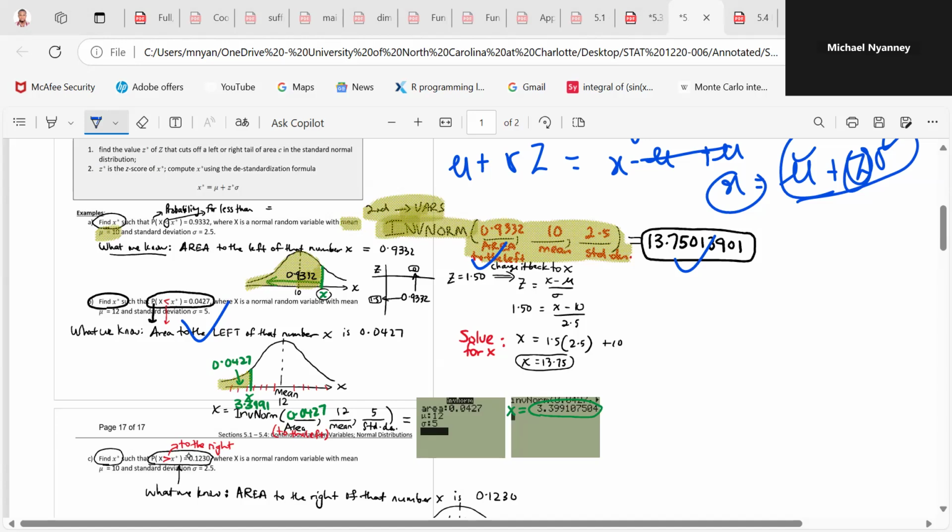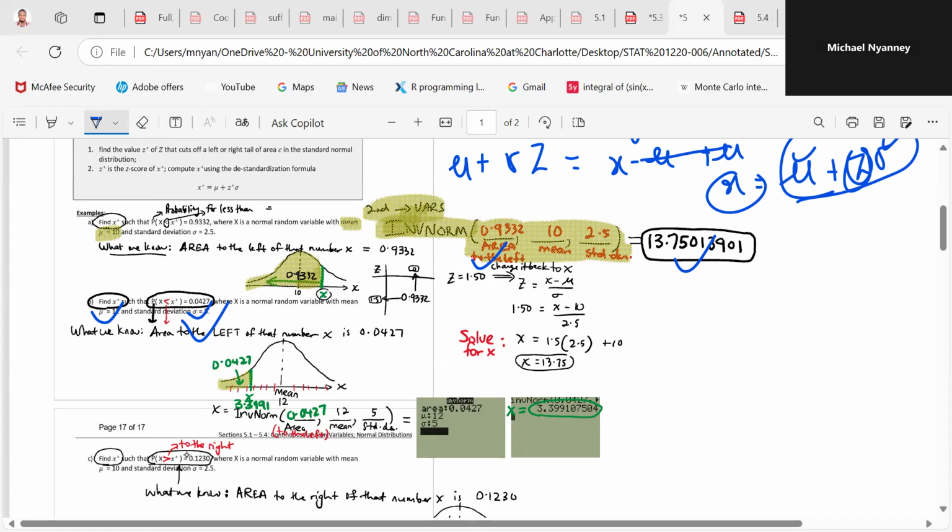Then the mean of the random variable is what? So the mean is 12, and the standard deviation is 5. So we do the same. The mean is 12 and the standard deviation is 5. Okay, so we paste it. Then we calculate our inverse.